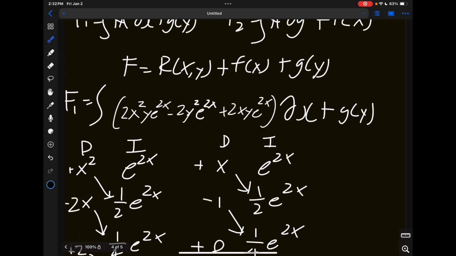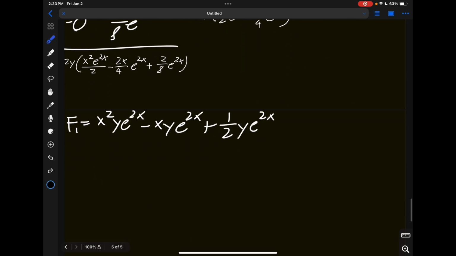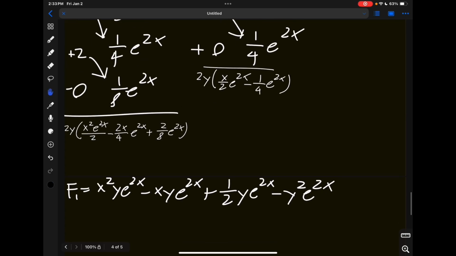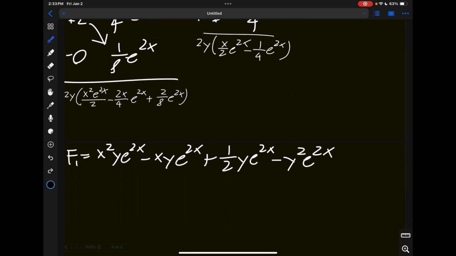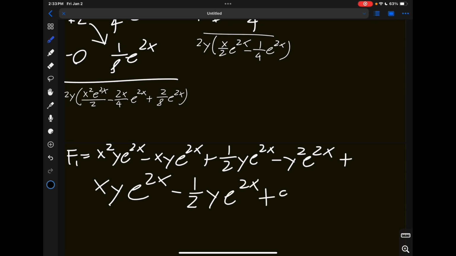For the second part, which is this one, the integral of that is simply y squared and e to the 2x. Okay, it is minus y squared e to the 2x. And then the third part is this one, and that is simply plus xy e to the 2x minus 1/2 y e to the 2x plus g of y.